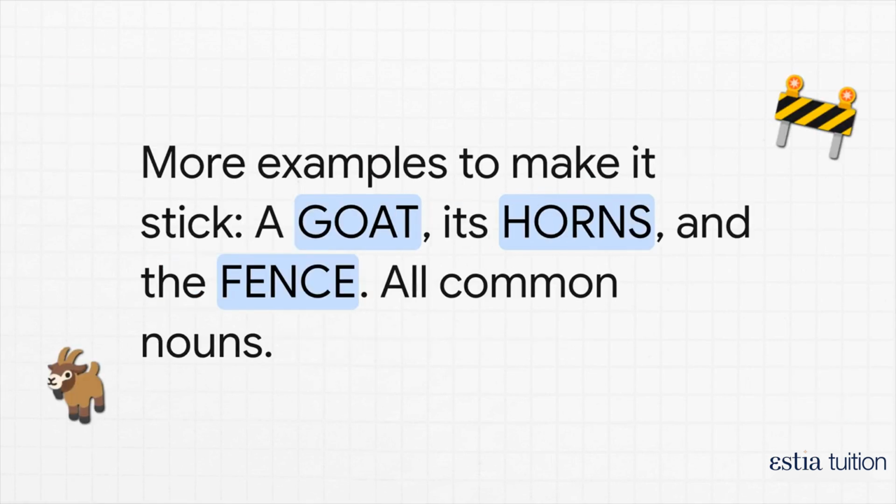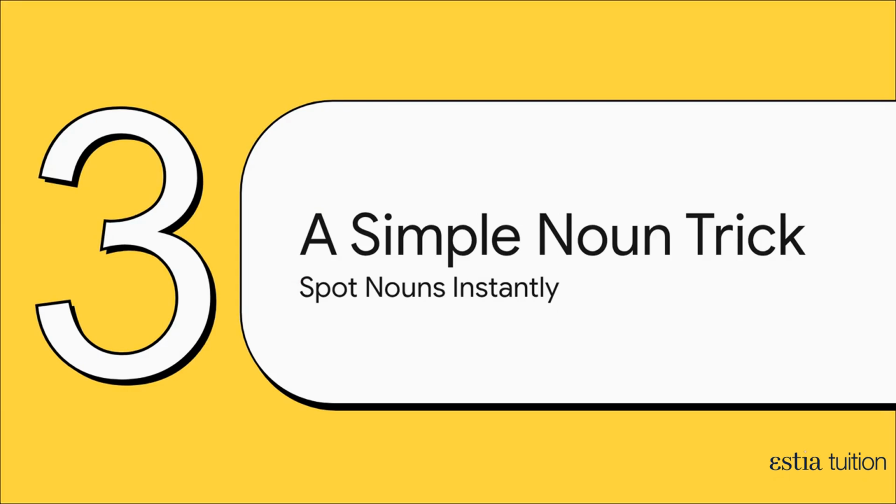Here, have one more set for good measure. A goat, its horns, and the fence. These are all tangible, physical things we can point to. This is really the bread and butter of our language. Okay, that five senses rule is fantastic for sure, but what if you want a quicker way, a little grammatical shortcut, a trick to spot a common noun instantly when you're reading? Well, we've got you covered.